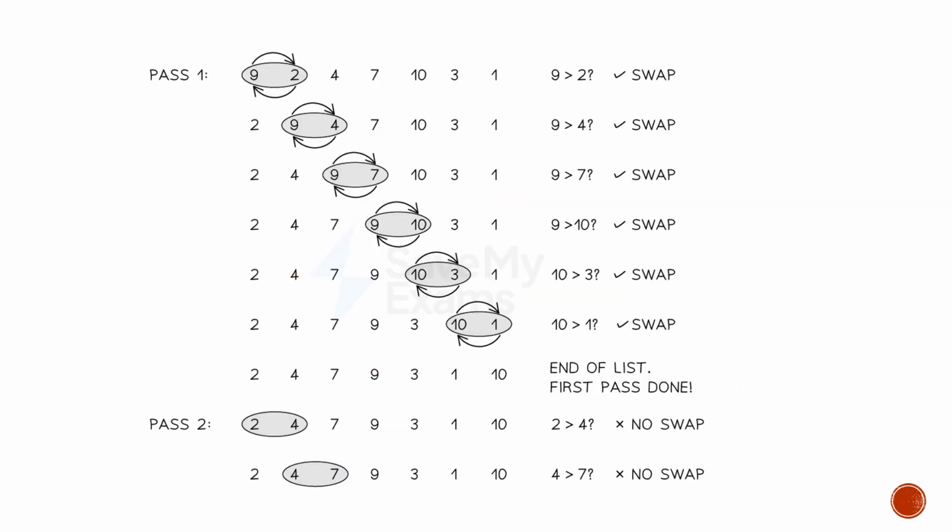As you can see, this is pass 1 being completed. After this one pass, only one element will be sorted out. So what we are going to do, first we compare 9 with 2. Is 9 greater than 2? Yes, then we swap. And then we compare 9 with 4. If 9 is greater than 4, then we swap. And so on until we reach the end, right?